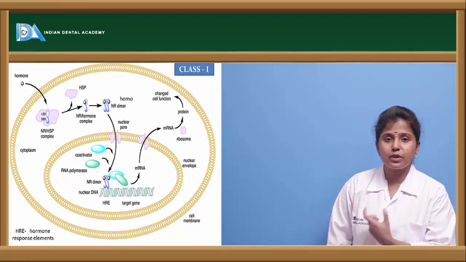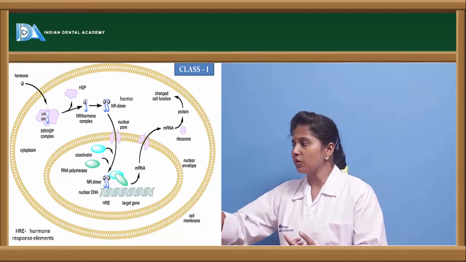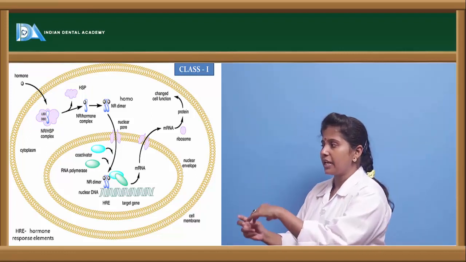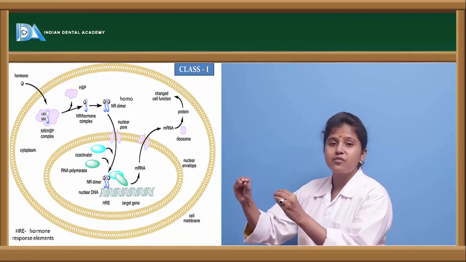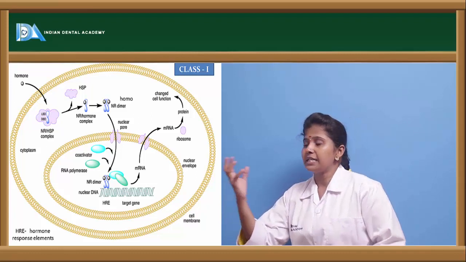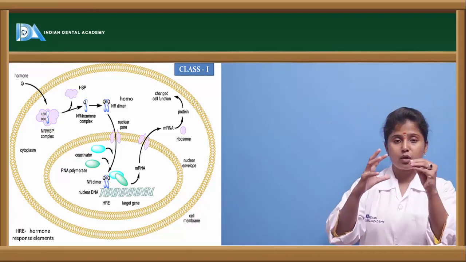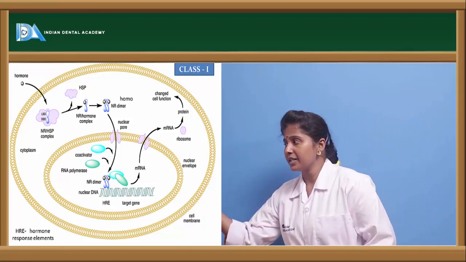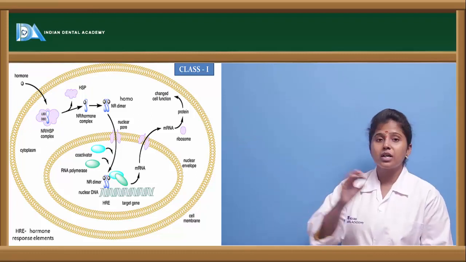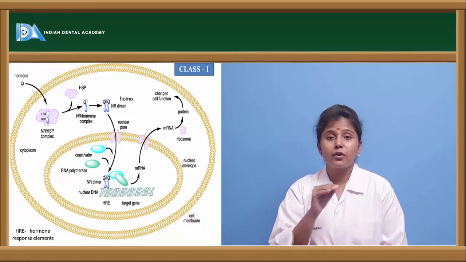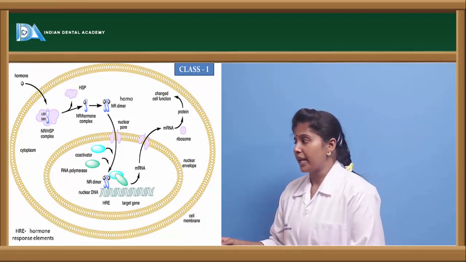If we see the class 1 type, here we can see the hormone binding to the ligand binding site. Here LBD is the ligand binding domain, and thereby it forms a complex with the ligand binding site, and this complex is called a dimer. This dimer will alter the gene expression mechanism.